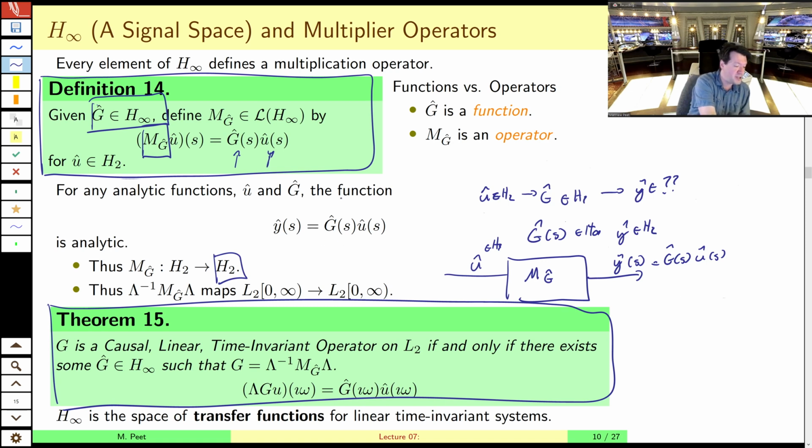So look at what m g hat is doing. It's taking a function which is analytic, multiplying it by another function which is also analytic because it's in h infinity. You multiply two bounded continuous functions together, and obviously the output is also going to be bounded and continuous. So analytic is preserved under multiplication. Multiplying them pointwise together, at every frequency, results in another function which is also analytic.